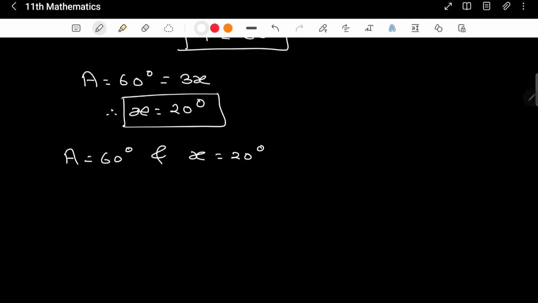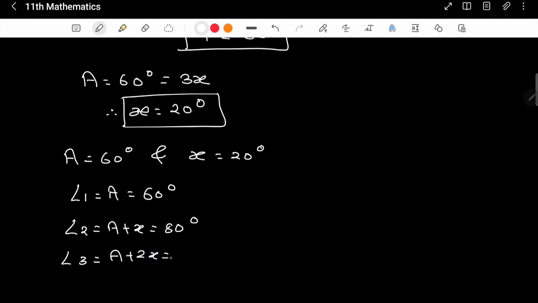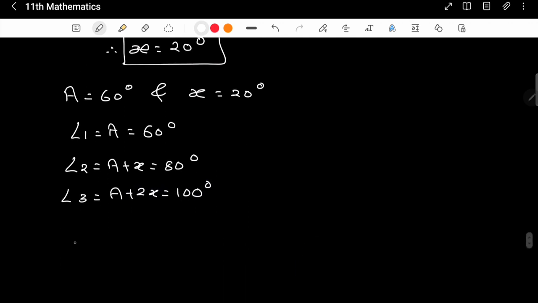Fine. Now let's find the angles. Angle 1 is equal to A, which is 60 degrees. Angle 2 is equal to A plus x, which is 80 degrees. Angle 3 is equal to A plus 2x, which is 100 degrees. And angle 4 is equal to A plus 3x, which is 120 degrees. So these are all the angles of the quadrilateral. But this is not the complete answer.